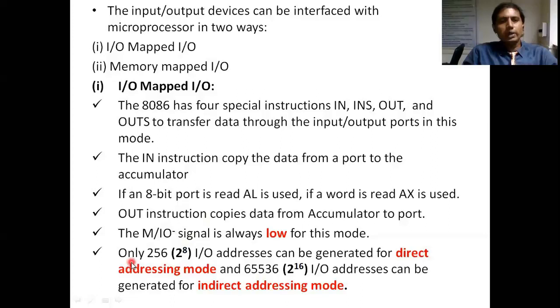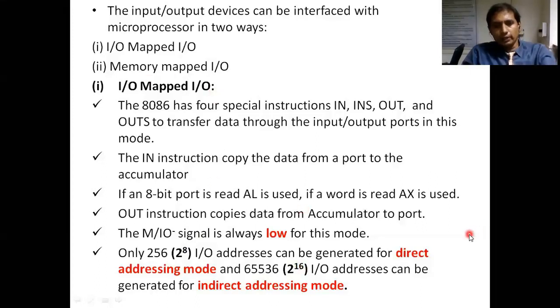The other is that IO mapped IO operates in 2 modes. Name one as the direct addressing mode and the other as the indirect addressing mode. If it is direct addressing mode, the number of address lines is 8. So if you use IO mapped IO in direct addressing mode, we have only 8 address lines. If you use indirect addressing mode, the number of address lines is 16. So these 2 are very important for IO mapped IO. One is that the M by IO bar signal must be low, and the second, if it is direct addressing mode, we have 8 address lines; if it is indirect addressing mode, we have 16 address lines, in case of IO mapped IO.